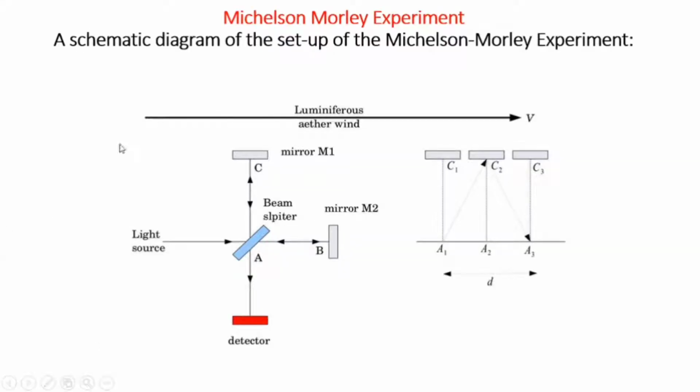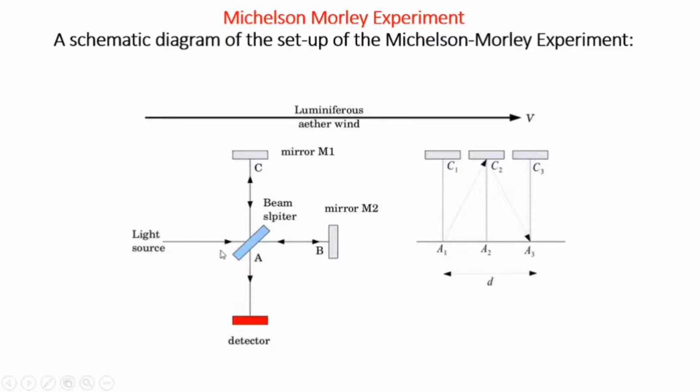Now we can see the Michelson-Morley experiment. A schematic diagram of the setup of the Michelson-Morley experiment. This upward arrow is shown as the velocity direction in the luminiferous ether band. Now it is the actual setup. The monochromatic light source is here.